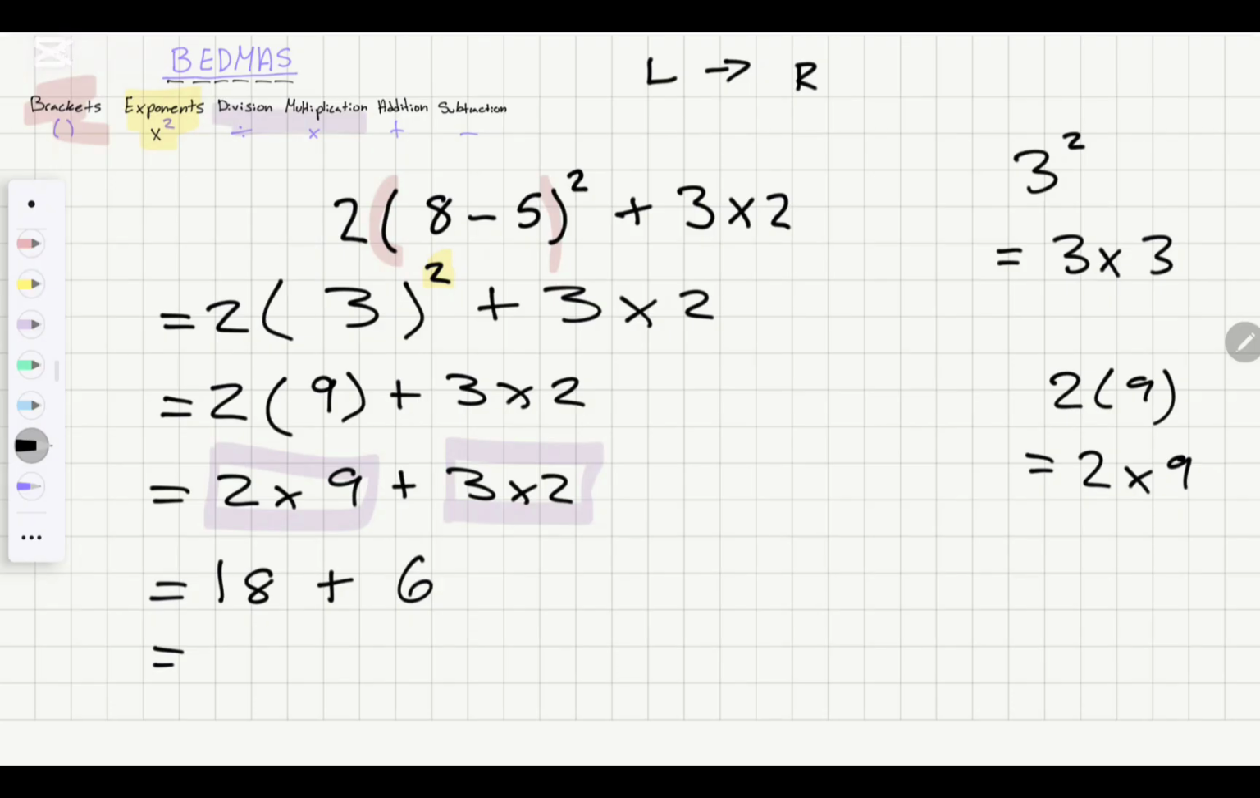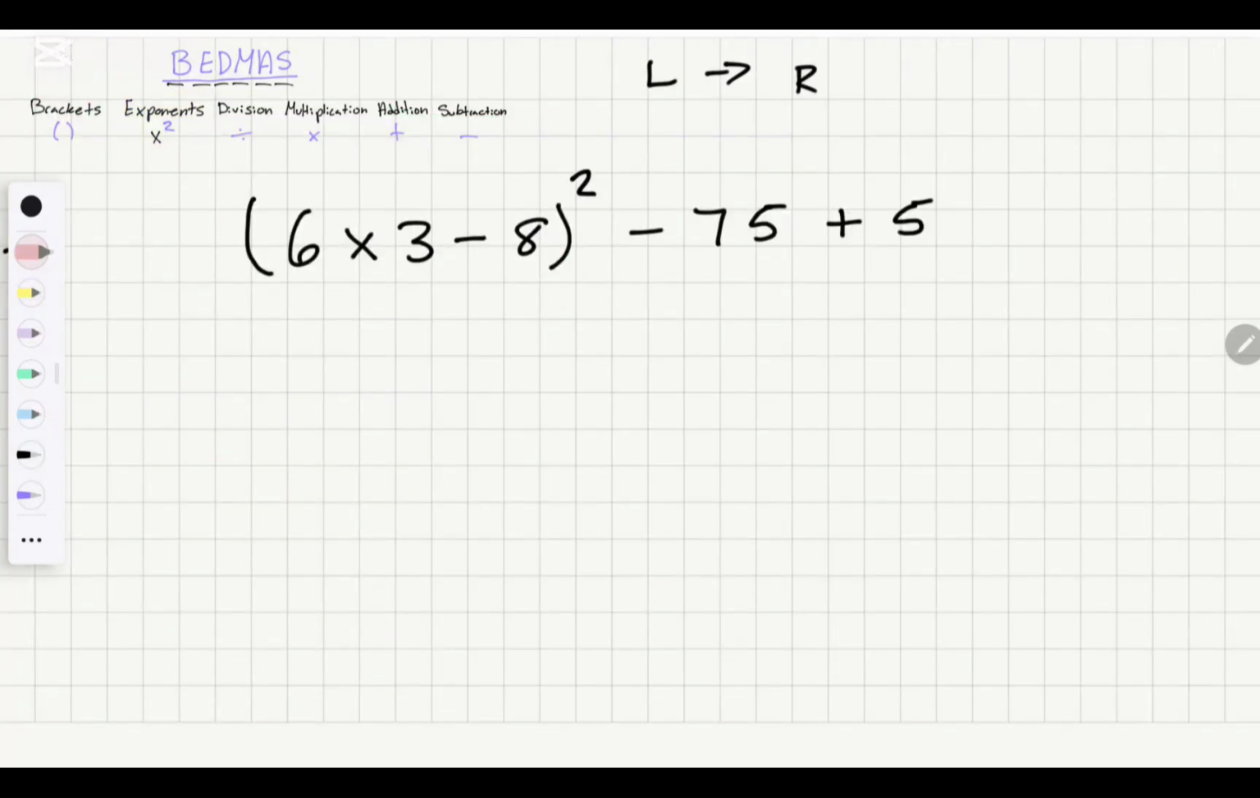And our answer is 18 plus 6, 24. All right, and there is our answer. I forgot to highlight that. There we go. Yeah, so there's our answer, 24.